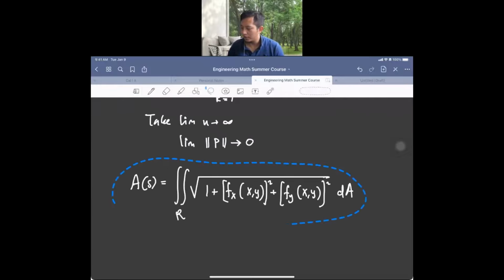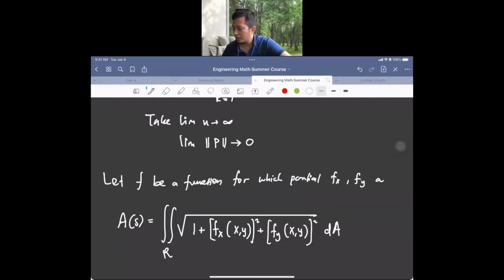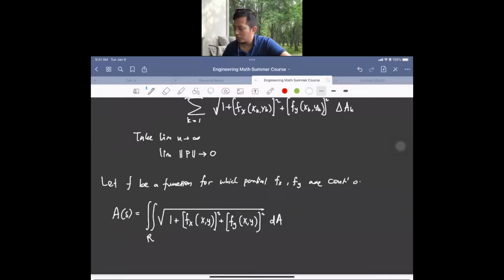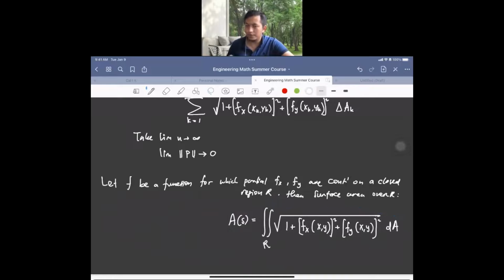So maybe let me write some notes here. So let f be a function for which the partial derivatives f of x, f of y are all continuous on a closed region R, then the surface area over R is given by this formula. Okay, just the intro for the surface area of the surface.